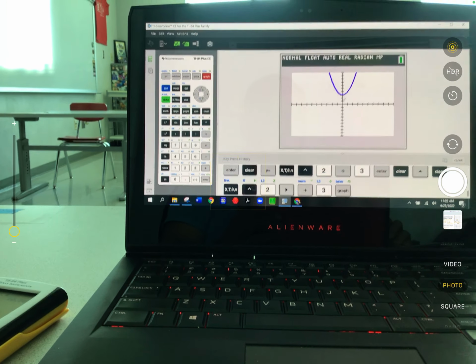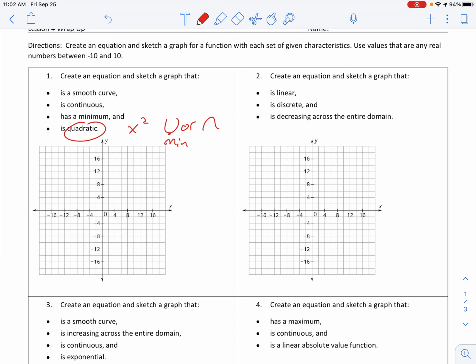So now what I want to do then is put that together. Okay, so it looked like, because of the size of this graph, I was at 3, there's a minimum, it is U-shaped, it is continuous. So the equation that is associated with that is x squared plus 3.